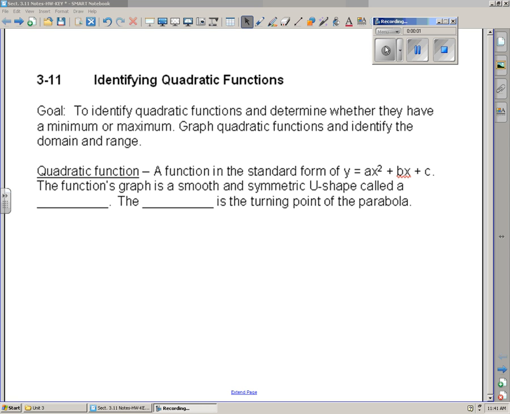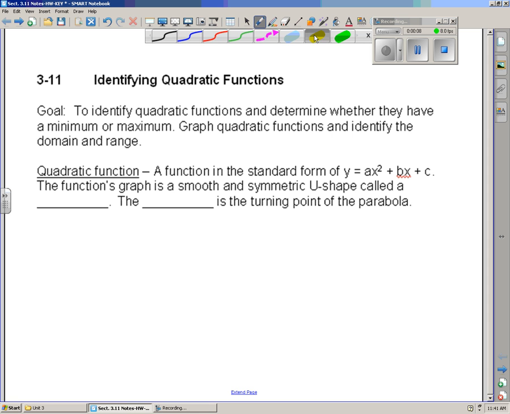So we are going to identify quadratic functions today, and a quadratic function is just the graph of the equation y equals ax squared plus bx plus c. When we graph those things, what you're going to see is a smooth and symmetric U-shaped graph, and these happen to be called parabolas.